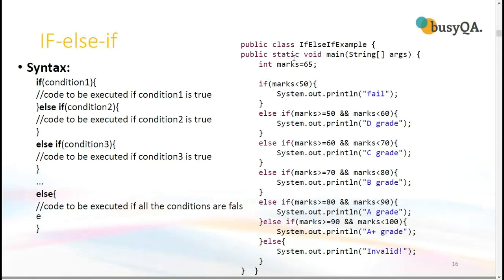So in this example here, this is a very simple grading code that grades students at BusyQA based on your exam scores. And this is how we did it. To say, if your mark is less than 50, you fail the program, you fail the course. If your marks is between 50 and 60, you get a D grade. And it goes on and on to all the grades. And else, the last one is saying, if you got something not in this range, then your grade is invalid. So that's the if, else, if statement.